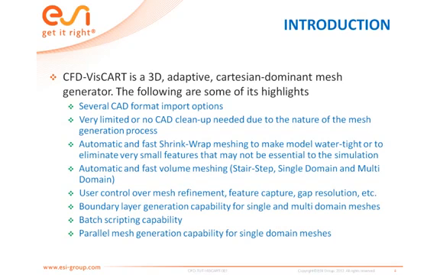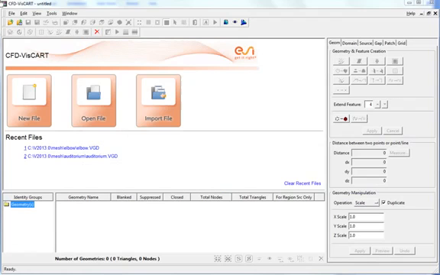For efficient production runs, batch scripting capability is available. For faster turnaround time, single-domain meshes can be generated in parallel mode utilizing multiple processors. Let us start working with CFD-VisCART.